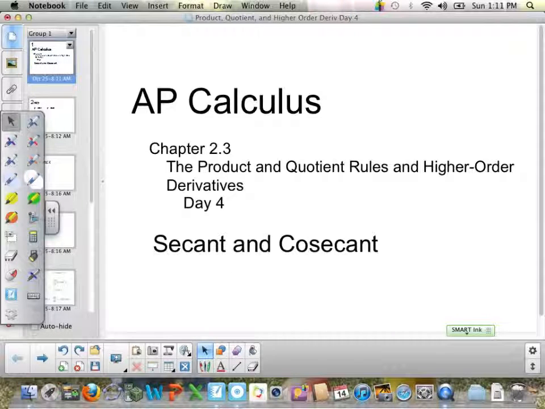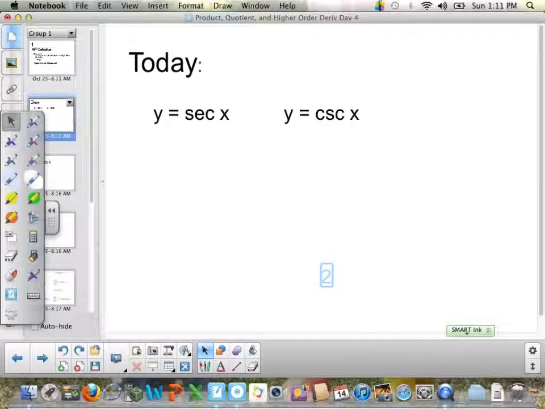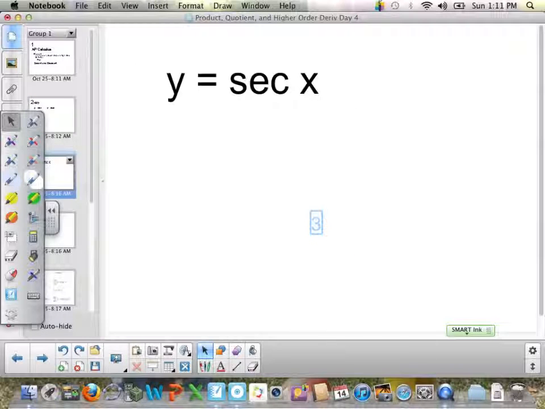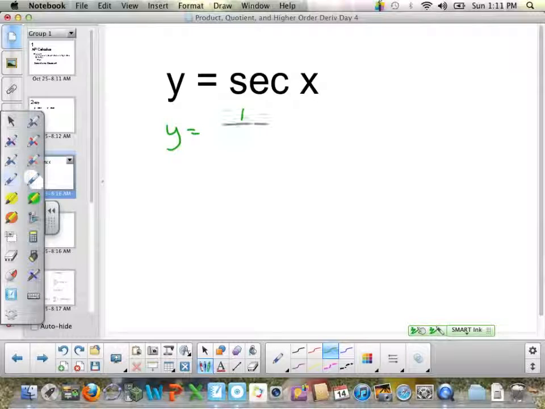Chapter 2.3, the product and quotient rules in higher order derivatives, day 4. Today we're going to find the derivatives of secant and cosecant functions. Like yesterday, we're going to rewrite secant in terms of sine and cosine, and that would be 1 over cosine. So if you got the secant of x, it's also the same as saying 1 over cosine of x.